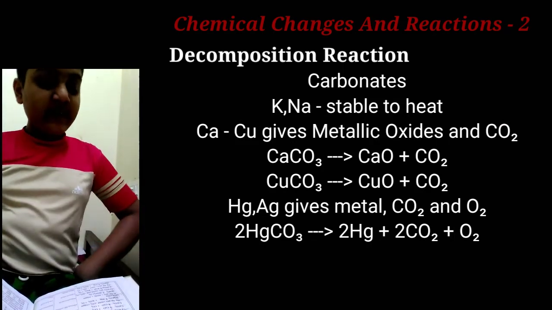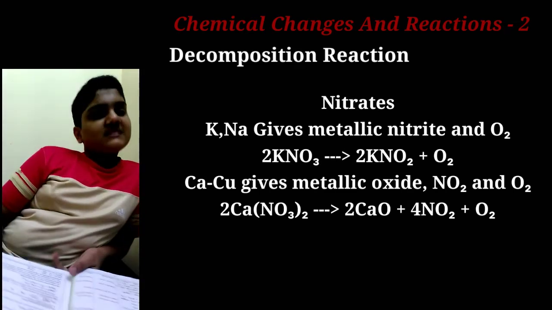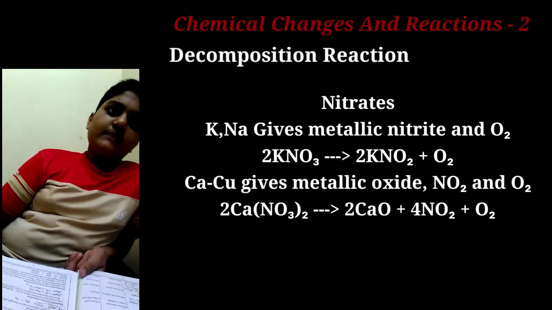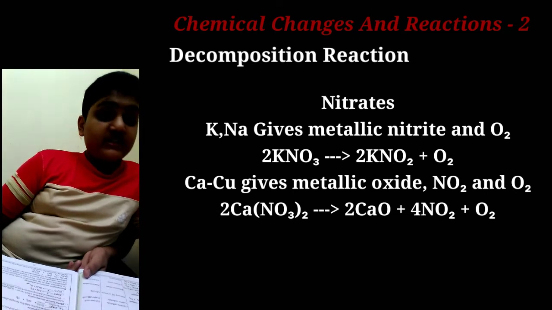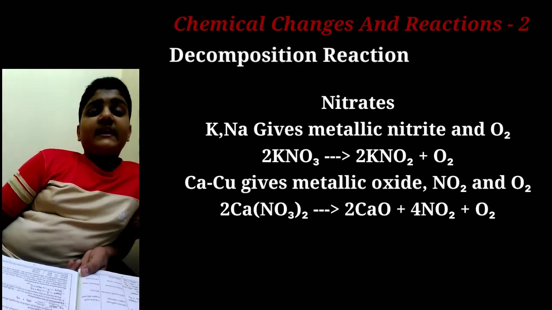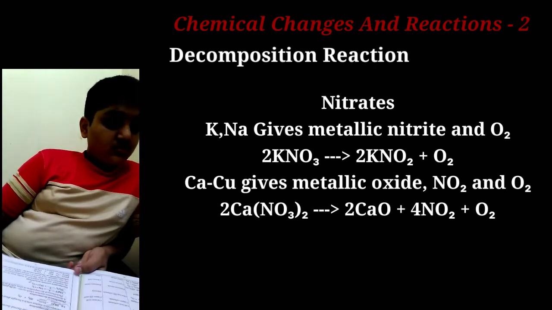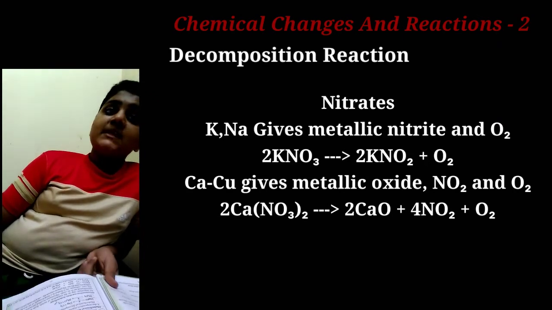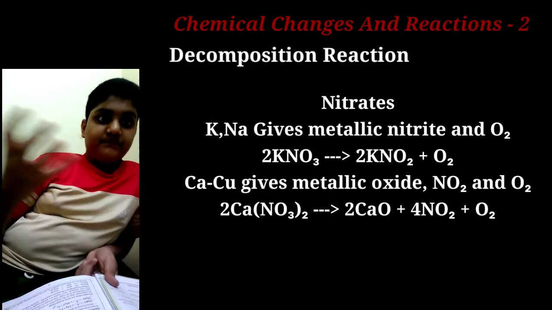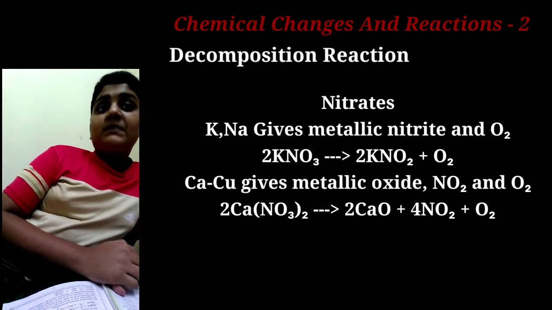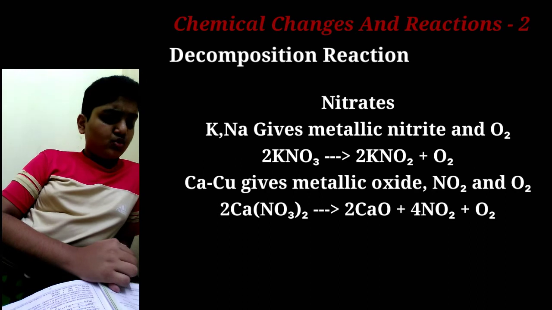After that, we have metallic nitrates. Potassium and sodium nitrates are not stable to heat; they give their nitrite and oxygen. KNO3 on heating is KNO2 plus O2. On balancing, it is 2KNO3 on heating gives 2KNO2 plus O2.